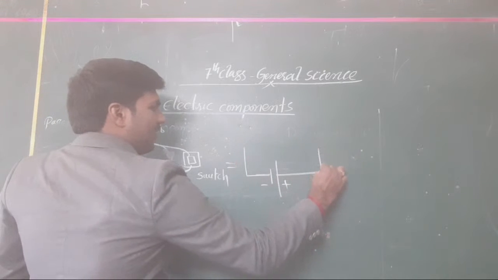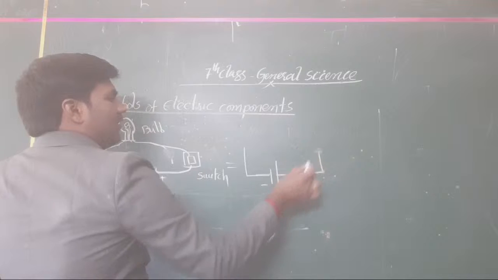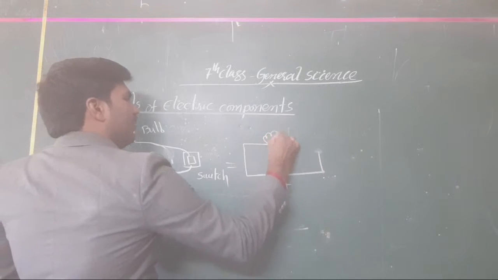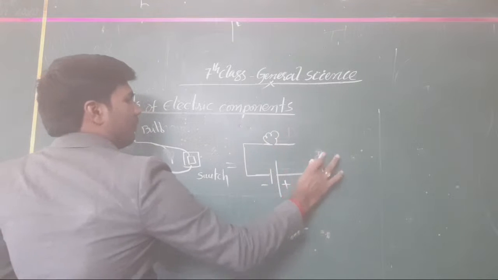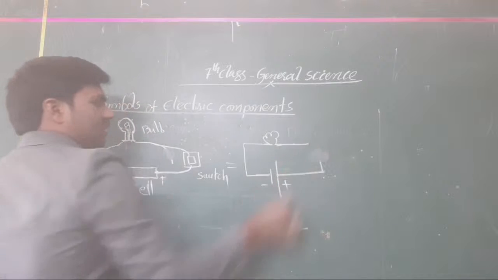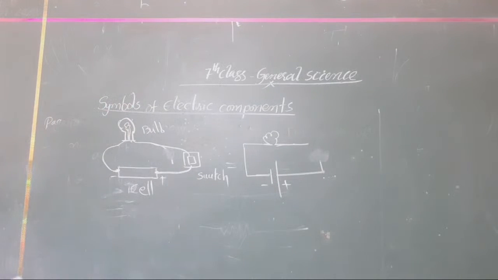It indicates the wire. Then what do we have to write here? There is a bulb. I have taken the bulb in this form. Okay, here we have one switch. Clear or not, all the students? We have one switch here.